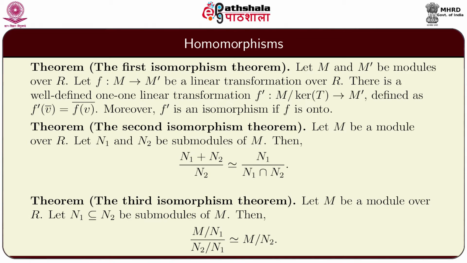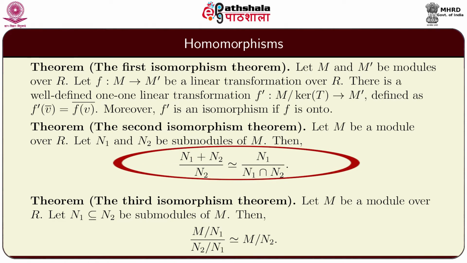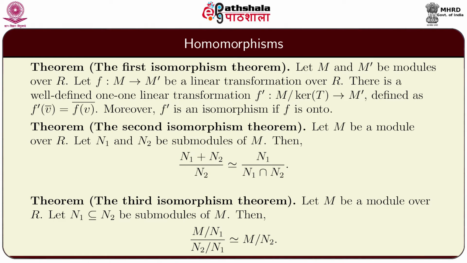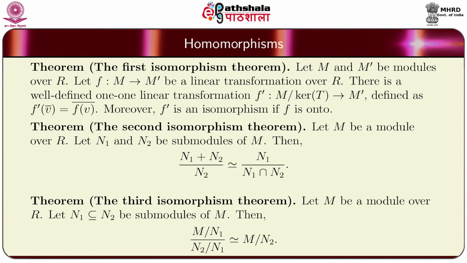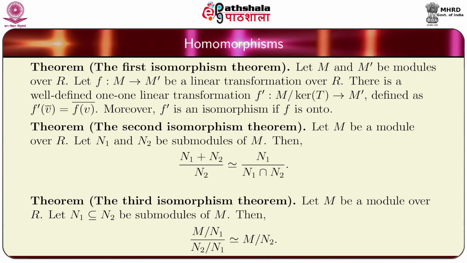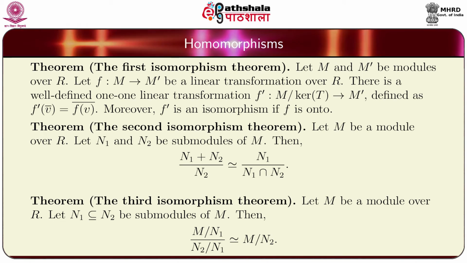The second isomorphism theorem says, let M be a module over R, let N1 and N2 be submodules of M, then the quotient module N1 plus N2 mod N2 is isomorphic to the quotient module N1 mod N1 intersection N2. You can see that N1 plus N2 is a submodule of M which contains N2, and therefore N1 plus N2 modulo N2 makes sense as a quotient module, and similarly the submodule N1 contains the submodule N1 intersection N2. So, once again the quotient structure makes sense.